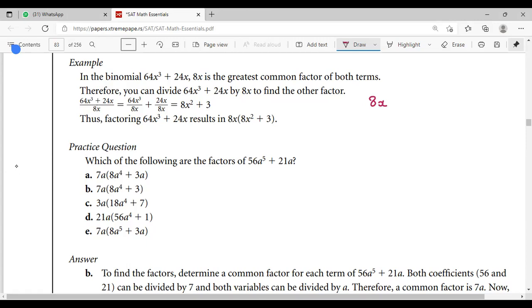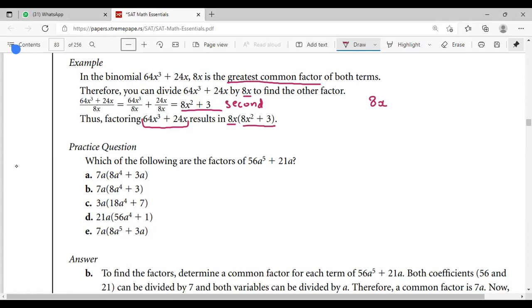You know that 8x is being shared by both these terms, so it is the greatest common factor. You can divide by 8x and you'll get 8x squared plus 3. So this is the second factor, and 8x was the first factor. So you can write down this expression as a product of its factors, and this is how you do it. And you cannot factorize it further, right? Can you?